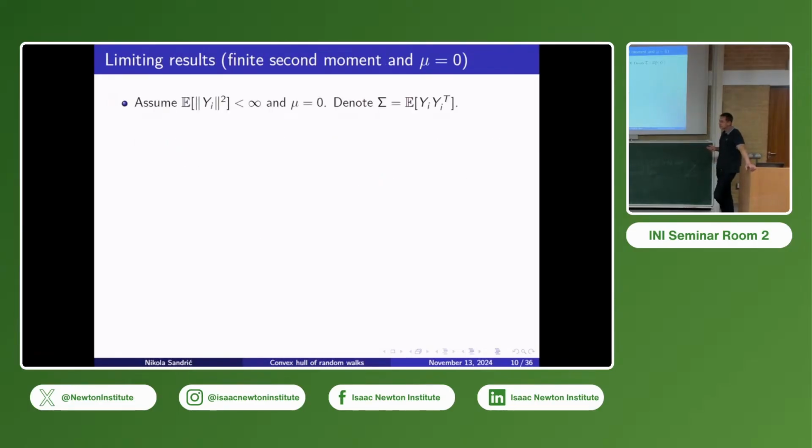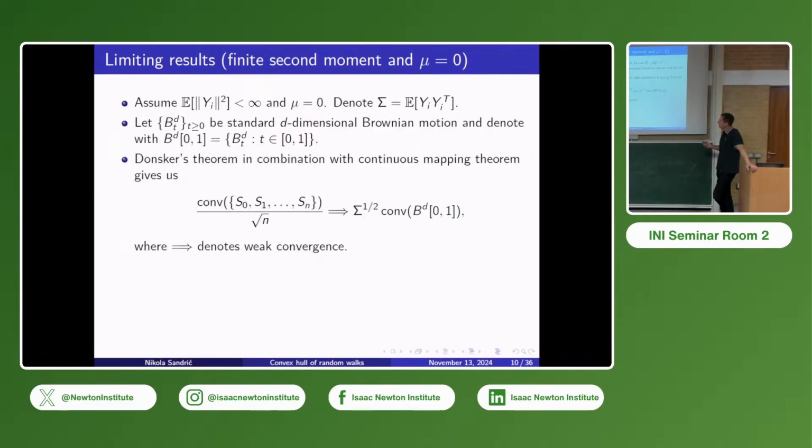Now limit theorems. First, the zero drift case. We expect two types of behavior. And we assume that we have a finite second moment. Later, I will relax this assumption. By sigma, I'll denote the covariance matrix. By B_t will be a standard d-dimensional Brownian motion, and by this symbol here I'll denote its path, as a set, up to time 1. Now Donsker and the continuous mapping theorem give us this result here.